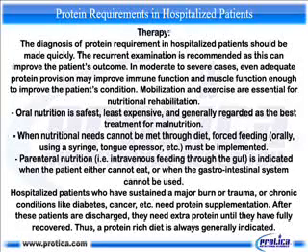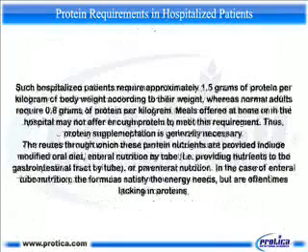must be implemented. Parenteral nutrition, that is intravenous feeding bypassing the gut, is indicated when the patient either cannot eat, or when the gastrointestinal system cannot be used. Hospitalized patients who have sustained a major burn or trauma, or chronic conditions like diabetes, cancer, etc. need protein supplementation. After these patients are discharged, they need extra protein until they have fully recovered. Thus, a protein-rich diet is always generally indicated.